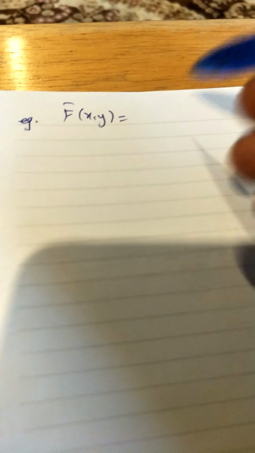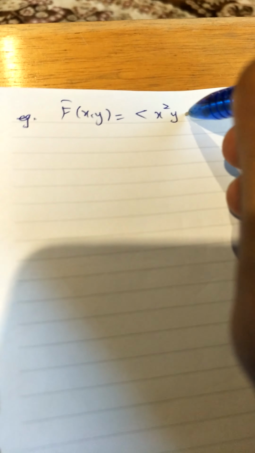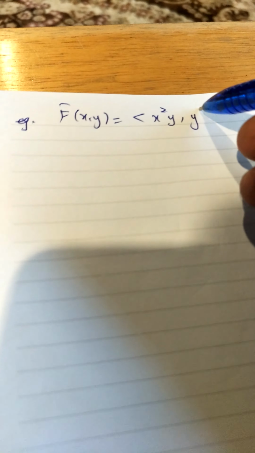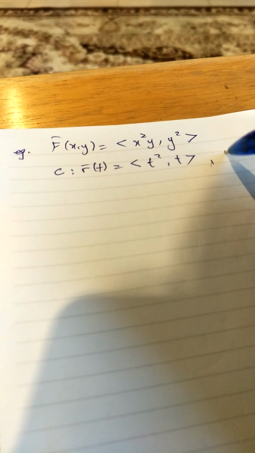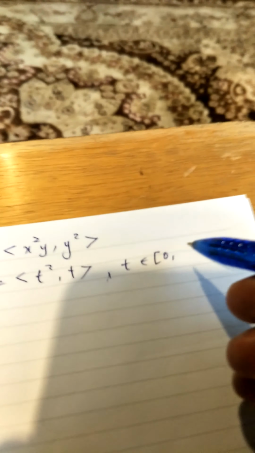Okay, say example. Let's say we have F given as xy as x squared y squared. This is component for i, this is component for j. You know this definition, you know this notation. And C is given as t squared, t, and t is from 0 to 1.